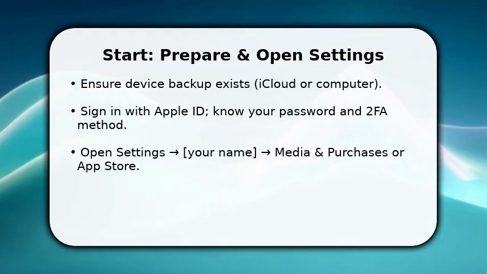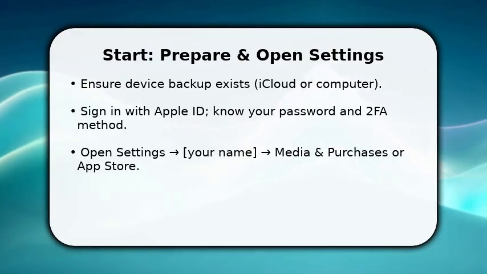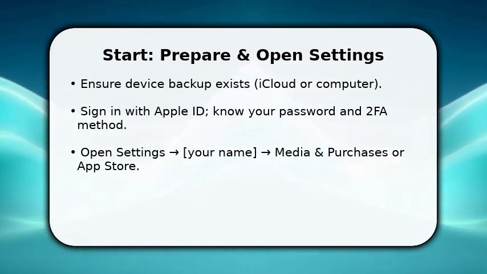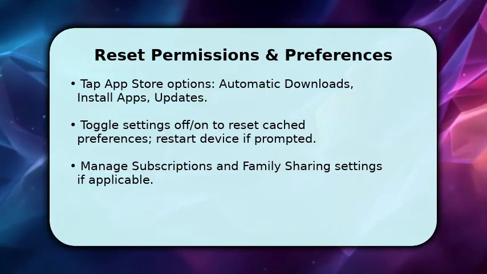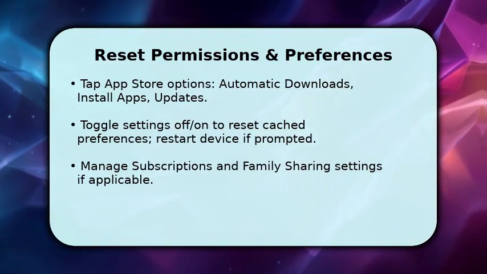Now, navigate to the App Store Settings subsection and stay on this screen. You're about to reset preferences and permissions that affect downloads, updates, and family sharing. You'll now adjust each App Store toggle to refresh system behavior. Turn automatic downloads and updates off, wait a few seconds, then turn them back on. This forces the system to rewrite preferences.